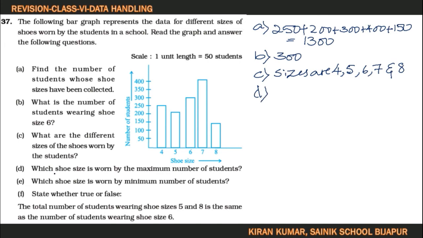Next sub question. Which shoe size is worn by the maximum number of students? The maximum number is 400 and it is shoe size 7. So shoe size 7 is worn by maximum number of students. Which shoe size is worn by the minimum number of students? It's shoe size 8.